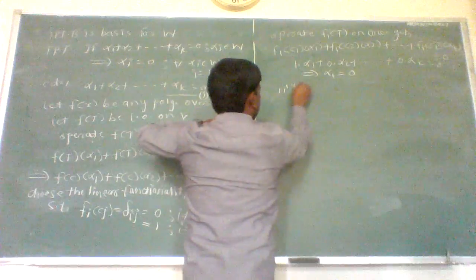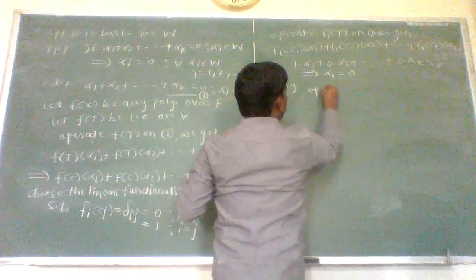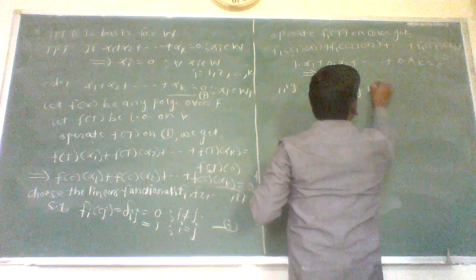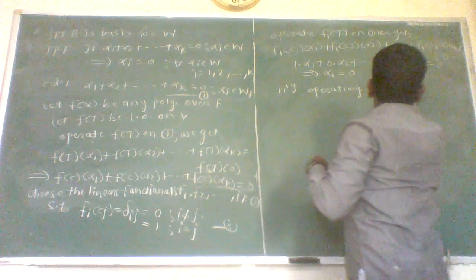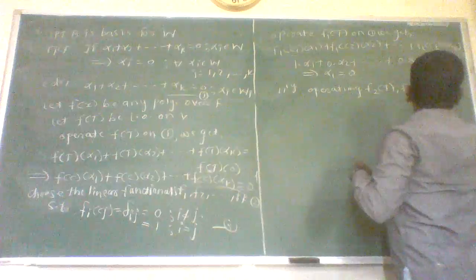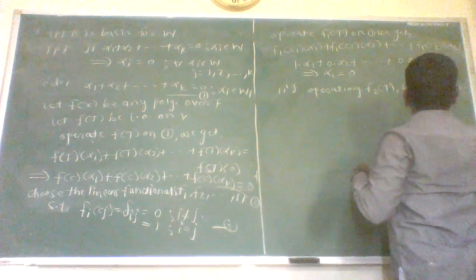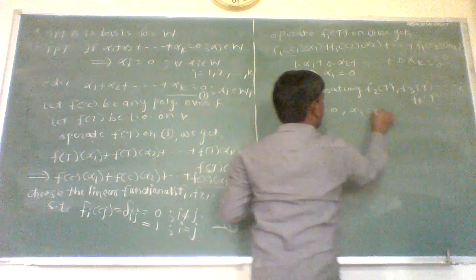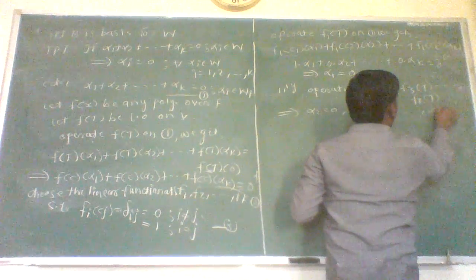Similarly, operating f2t, f3t, and so on up to fkt, we get alpha 2 equal to 0, alpha 3 equal to 0, and so on, up to alpha k equal to 0.